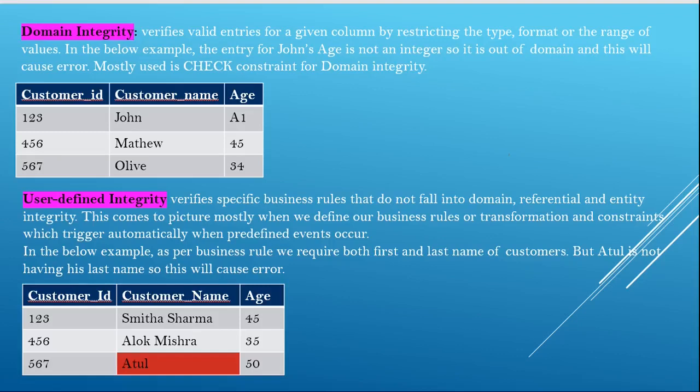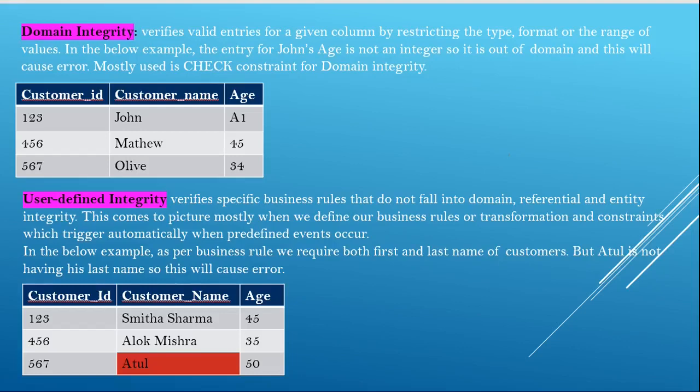So for example, suppose we have used check constraint in age column where we have defined this column should take integer value and we are trying to enter A1 which is not an integer value, then in this case it should throw error. Now next is user defined integrity.